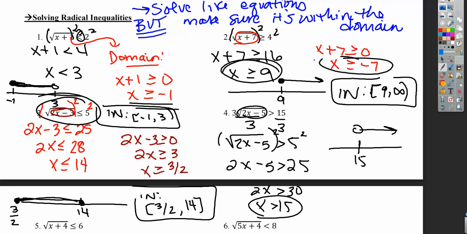But if you want me to show you, 2x minus 5 is greater than or equal to 0. 2x is greater than or equal to 5. x is greater than or equal to 5 over 2. So x has to be bigger than 2.5, and it is. It's 15. So that's why I didn't even have to do that. So my interval notation is 15 to infinity.